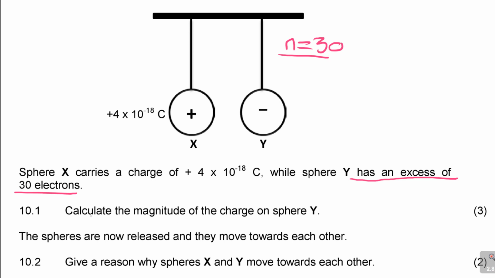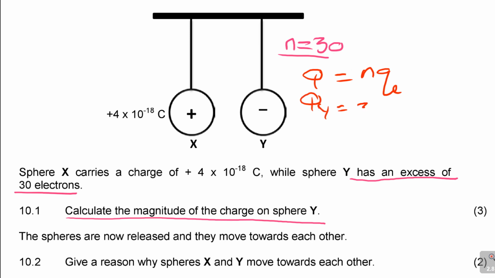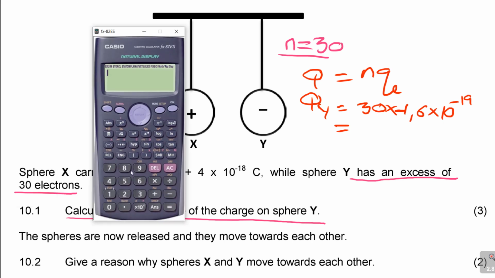Now calculate the magnitude of charge Y. So already they've given us the formula. Q, remember, is equal to nqe, because they gave us the number of electrons, so it can help us find the charge. Now Q of Y in this case is equal to n, 30 electrons, times the charge of each electron, 1,6. Now put that negative, because you want it to give you the negative charge on Y. 1,6 times 10 to the power negative 19. Then use a calculator, and it can give you the answer.